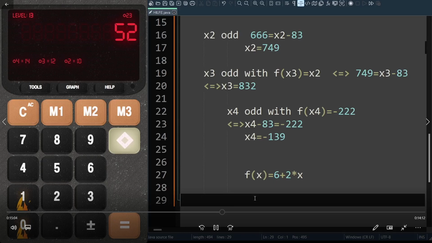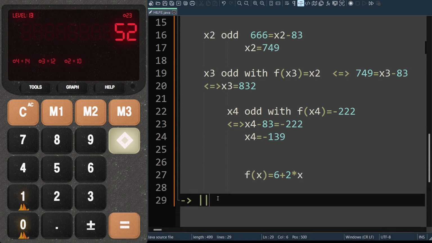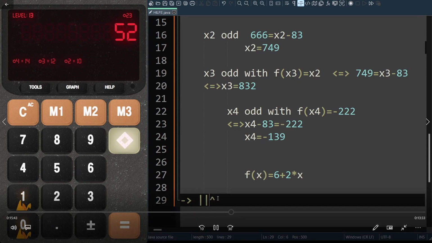So next round, this function, f of 2 equals 10, f of 3 equals 12, and f of 4 equals 14. Okay, so it again seems to be a linear function. It's already a good sign. And the linear function that I'm assuming it to be is 6 plus 2 times x. I'm just going to show you how to solve a linear function.